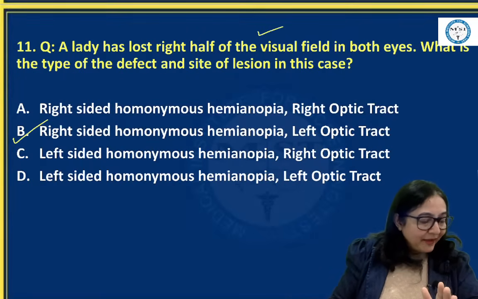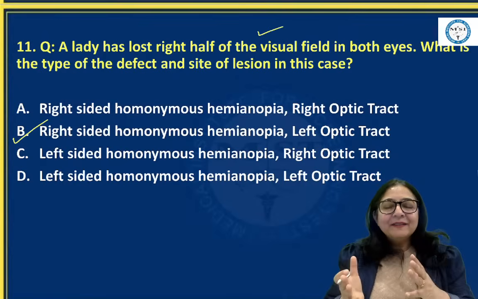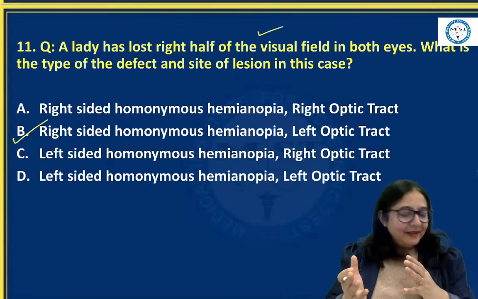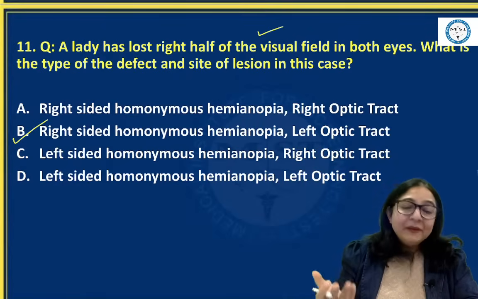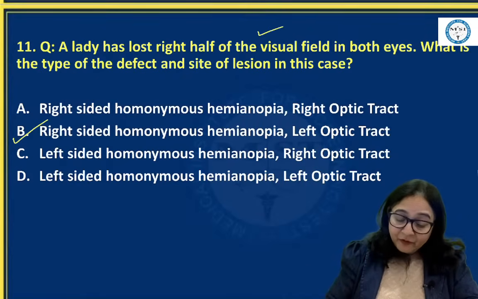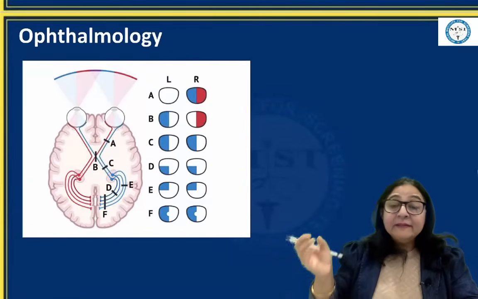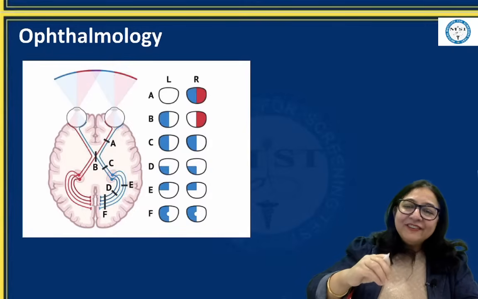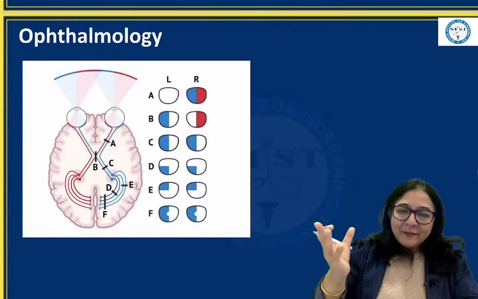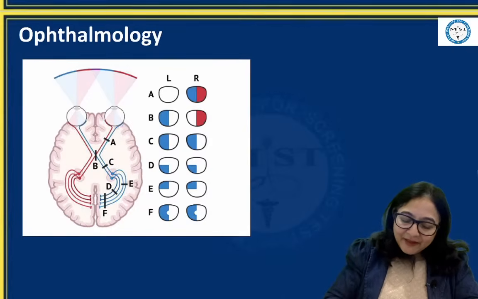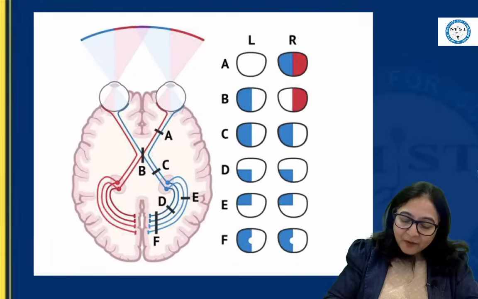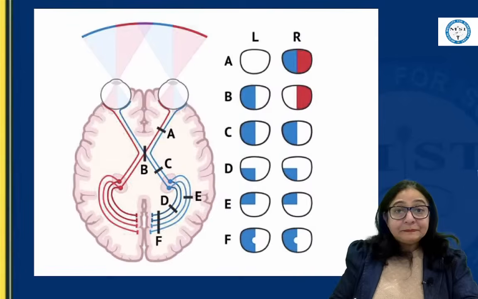Right? So the visual field related question can come in different forms. Sometimes they show you the defect and ask the site of lesion, sometimes they give you the site of lesion and ask you about the defect. So please be ready. This is a quick recap of the different visual field defects.